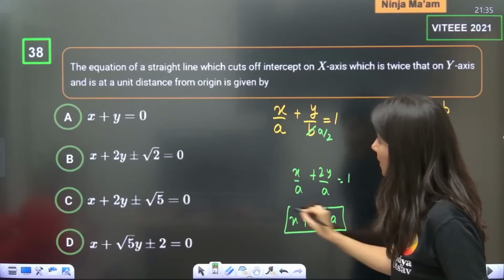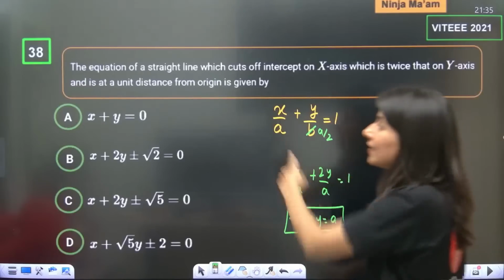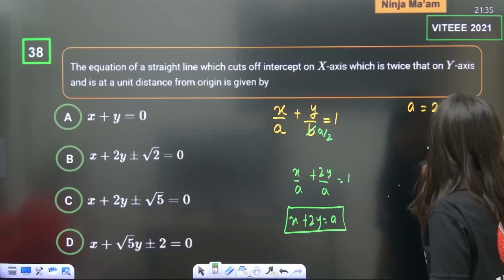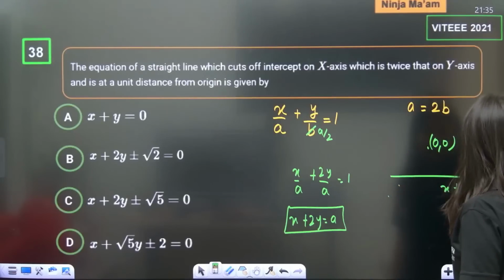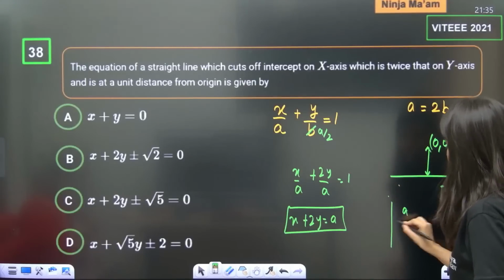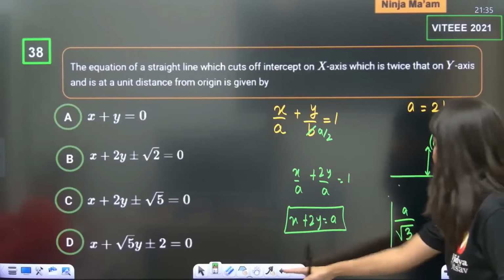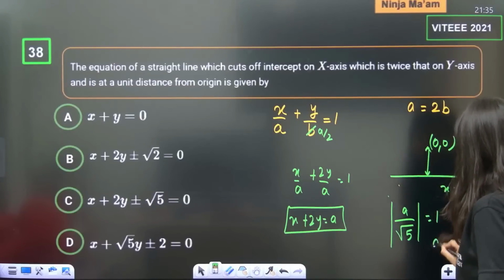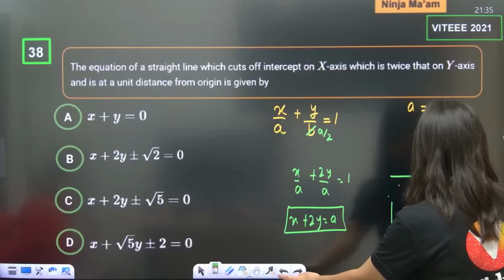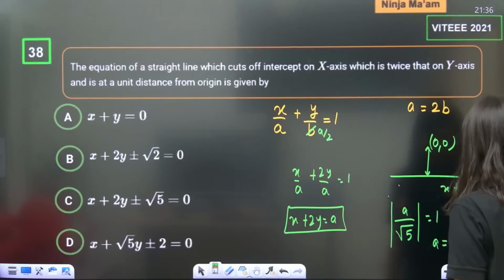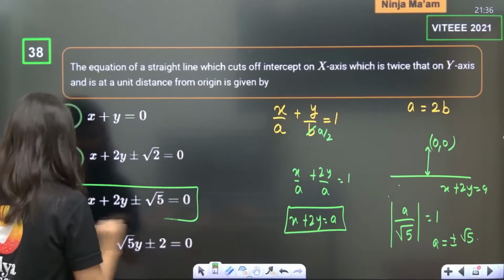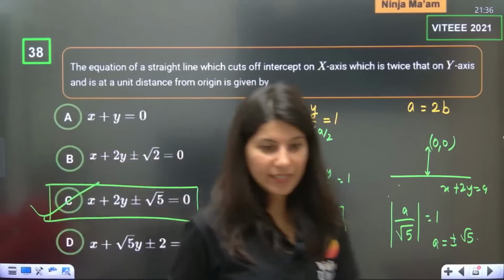Now this line is at unit distance from the origin. So 0, 0 and this is the line x plus 2y is equal to a, at unit distance from 0, 0. So mod of a upon root 5 is equal to 1. So a square is actually 5, so a is plus minus root 5. So x plus 2y plus minus root 5 is matching with option C, which is absolutely correct.